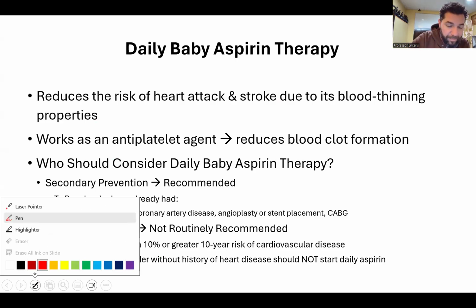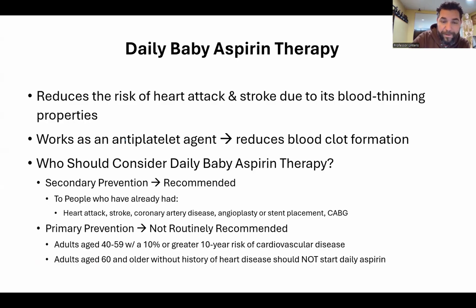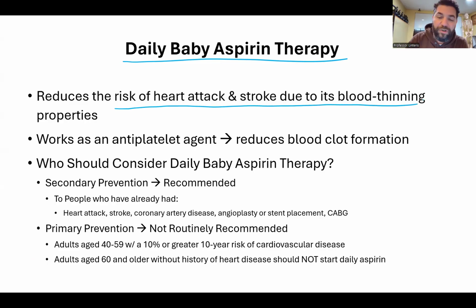And I'm pretty sure everybody may have heard of baby aspirin before. A lot of people take it. It's very low dose aspirin. It will reduce the risk of heart attacks and strokes due to its blood thinning properties. But it is important, right? So we're reducing clot formation. It is important to see who would benefit from such a thing, right?